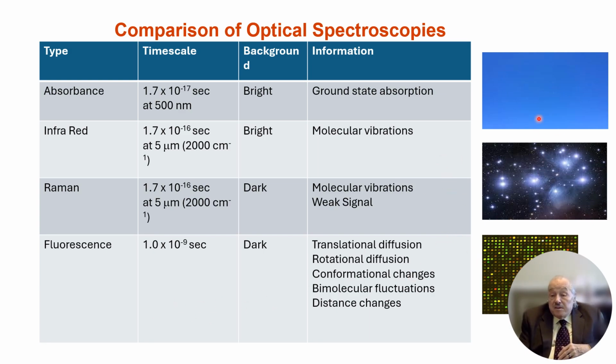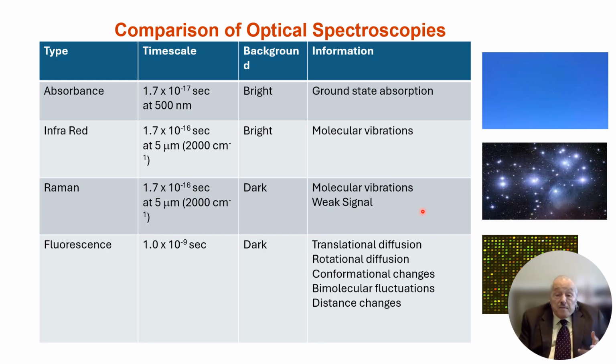Let's look at these two panels first. One is the sky in the daytime, and the other is the sky at night. In the daytime, the stars are still there, but you can't see them because they're wiped out by the brightness of the background. So you can only see the stars when the background is dark. And this is why fluorescence is useful. You see it against a dark background.